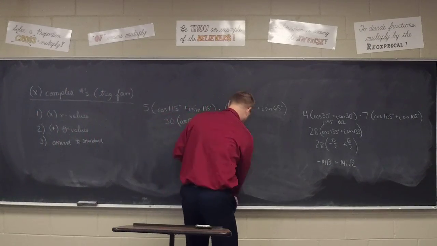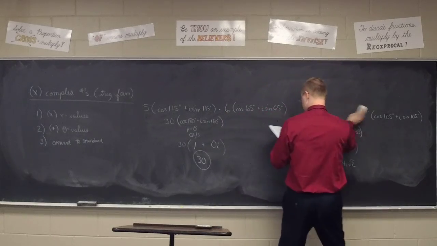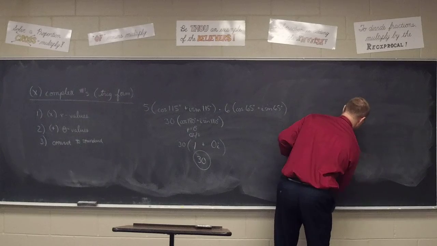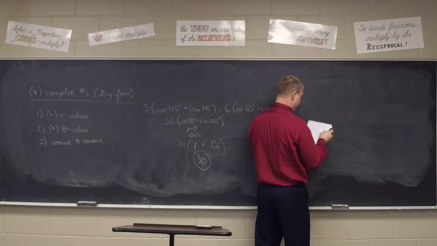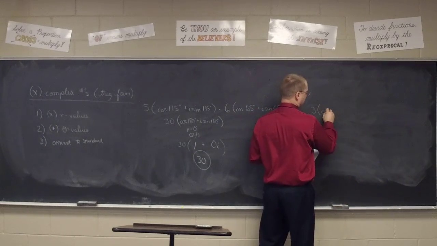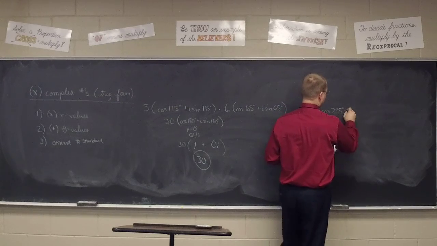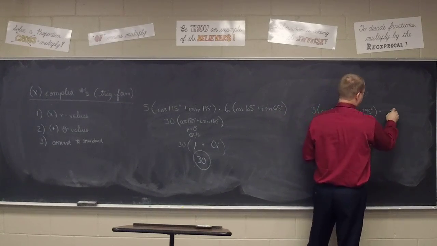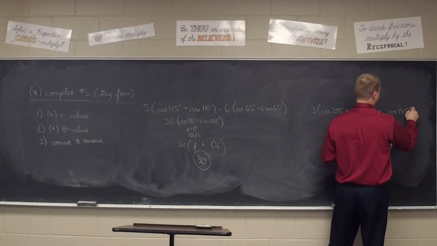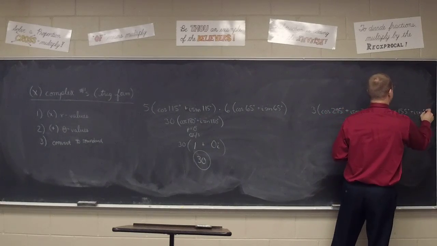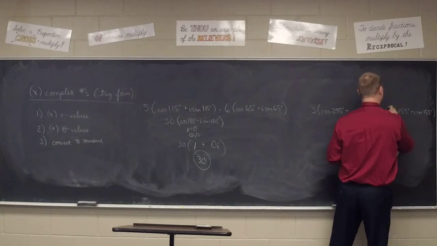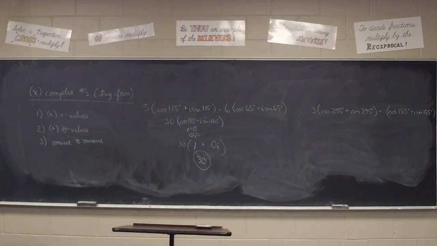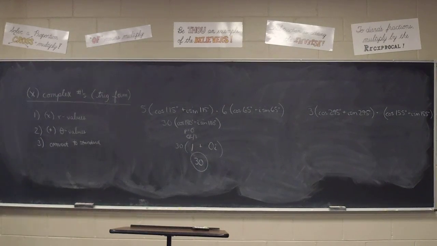Write this one down. 3 times the cosine of 295 degrees plus i times the sine of 295 degrees, times the cosine of 155 degrees plus i times the sine of 155 degrees. Make sure I've got all of that on the chalkboard there.